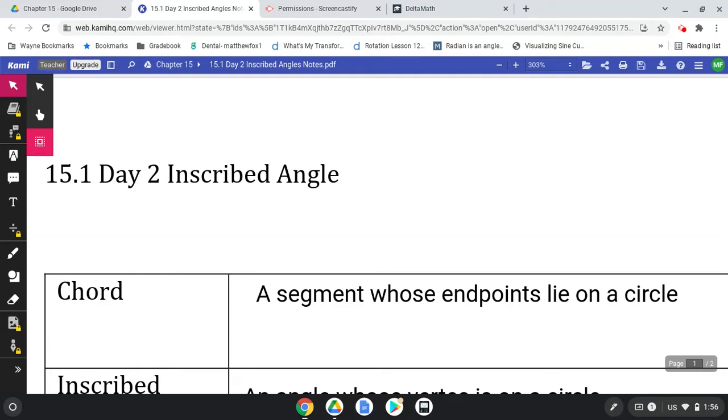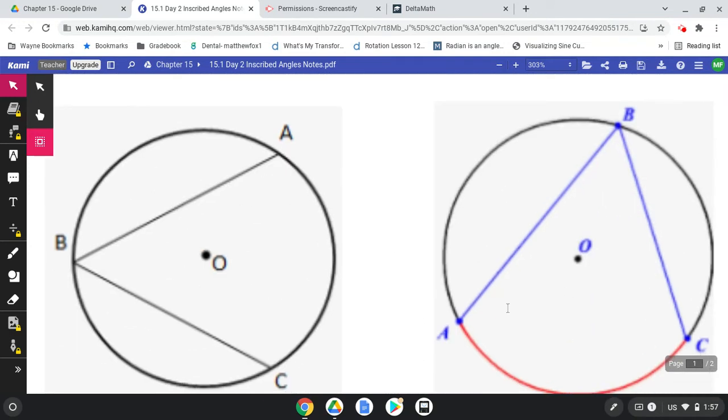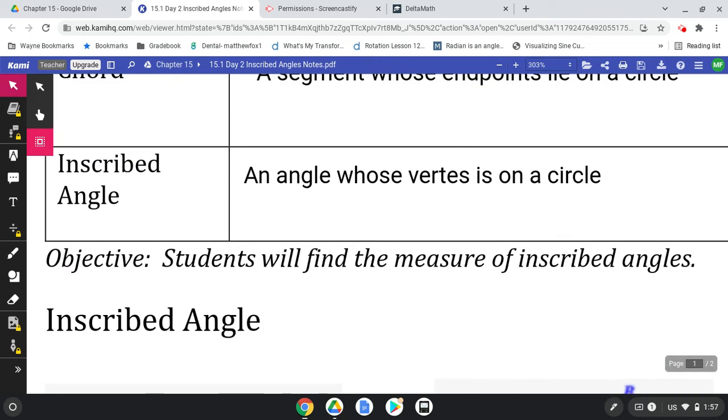Our first word of the day is chord. So right here I already have the definition. A chord is not like in music when multiple notes are played, but it's a segment whose endpoints lie on a circle. Okay, so a segment whose endpoints lie on a circle is a chord. If we look down at our picture, AB is a chord because both A and B, the two endpoints of that, are on the circle.